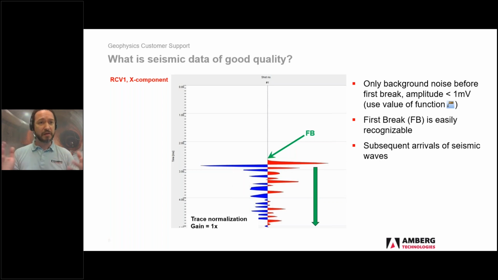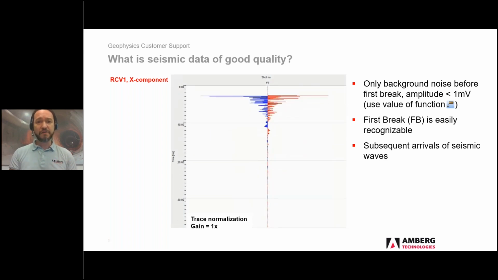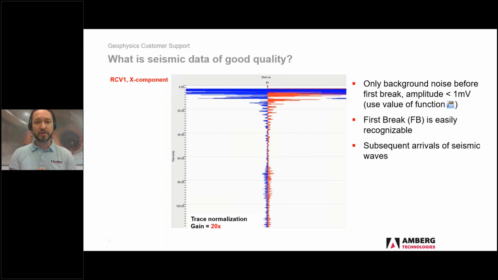We will start to see that some events are being recorded, coming from the medium. Now let's move more in the time domain. Now we will look at 120 milliseconds of the data. Now I will change the normalization, the gain, to a factor of 20. So I'm magnifying the visualization of the data.